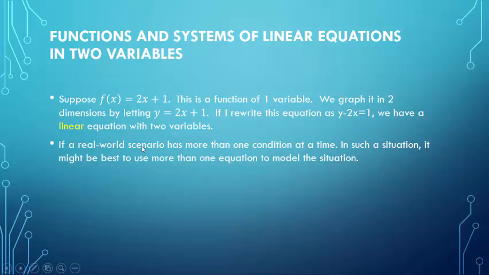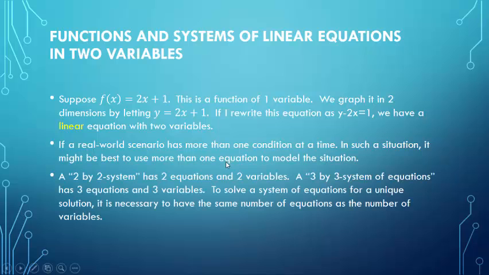Real world situations aren't always modeled by just one constraint, and so if you have, say, a word problem, or you have a scenario which has more than one constraint, we sometimes use more than one equation. That's what leads us to using systems of equations. A 2x2 system has 2 equations and 2 unknowns. If you have, say, n unknowns, then you need at least that many equations in order to solve that system.